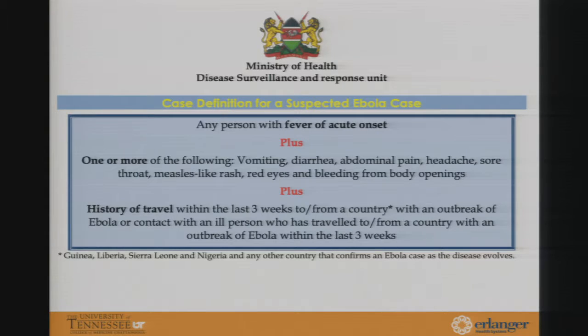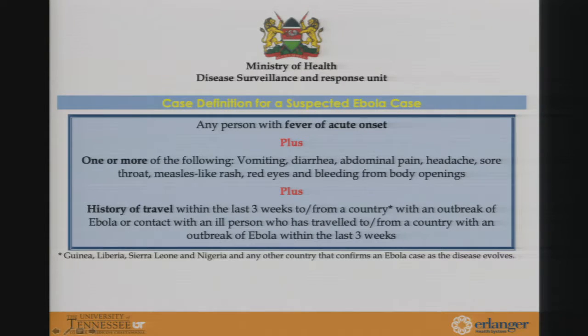So here's one of the case definitions. This is from the Kenyan Ministry of Health. A fever of acute onset plus one or more of the following: vomiting, diarrhea, abdominal pain, headache, sore throat, measles-like rash, red eyes, and bleeding from body openings. So these are not really rare symptom complexes. And the key that I want you to take home from this slide is that you really have to have the epidemiologic risk.